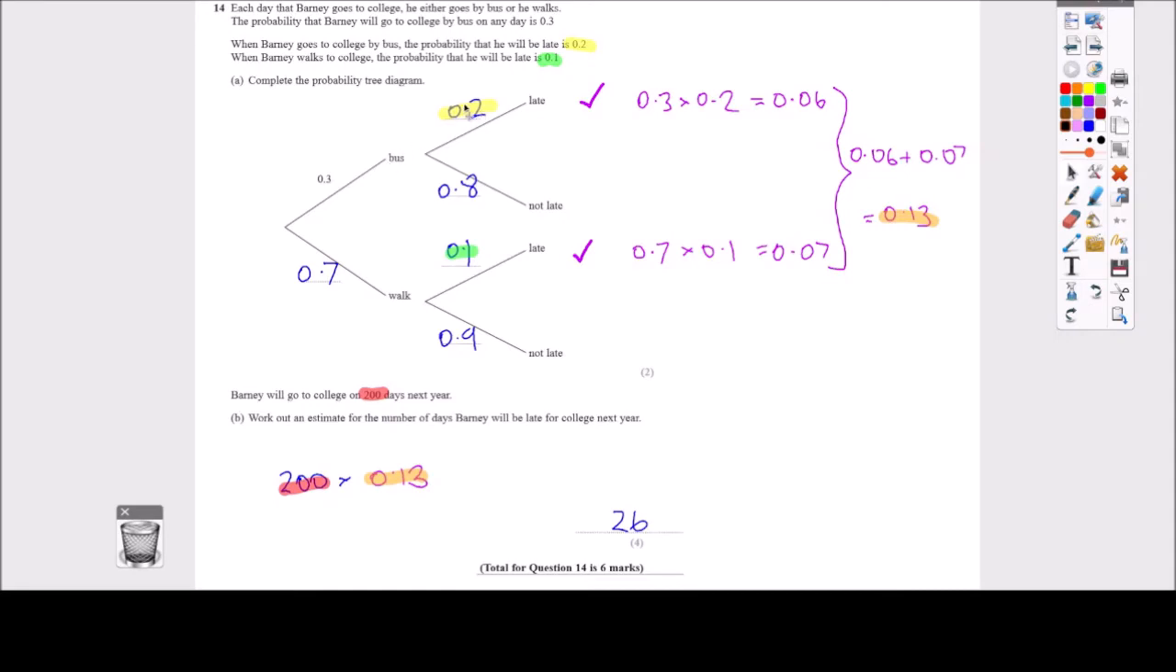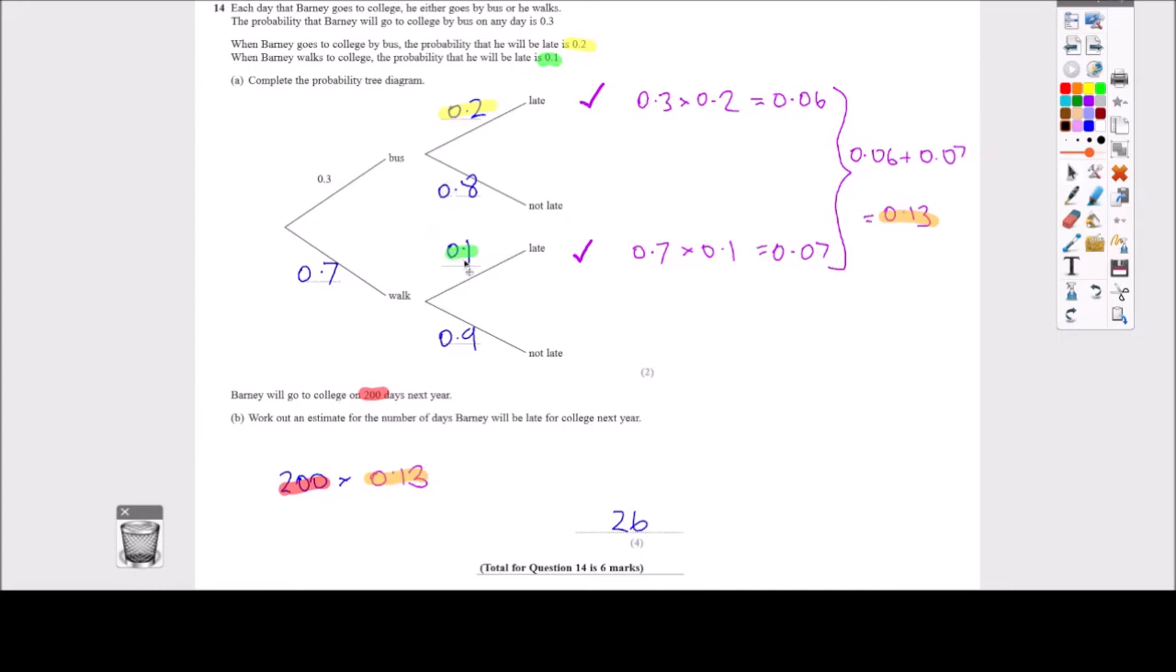So when he goes by bus, the chances of him being not late has to be 1 take away 0.2, which is 0.8. The question tells us that when he walks to college, the probability of being late is 0.1. So that goes here. And therefore, again, because these two must add up to a whole, when he walks to college, the chances of not being late must be 0.9. So in short, these pairs of branches here, they've always got to add up to a whole.